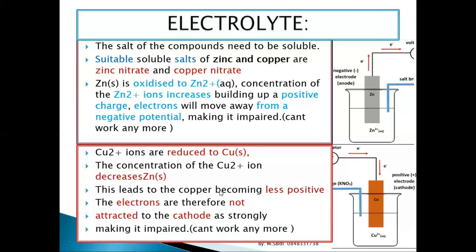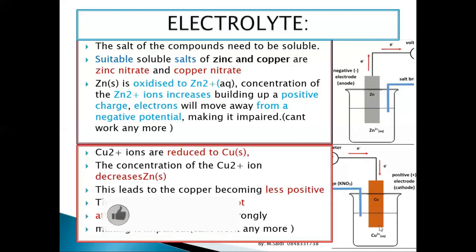This leads to the copper 2 side becoming less positive, because now the positive charges have been used up. It has formed a solid. And remember, this is a positive terminal. So if the problem comes in now, what is happening really? We have to make sure that this one remains positive. The electrons are therefore not attracted. It means that the electrons from the zinc side will not come to the copper. Why? They are no longer attracted.